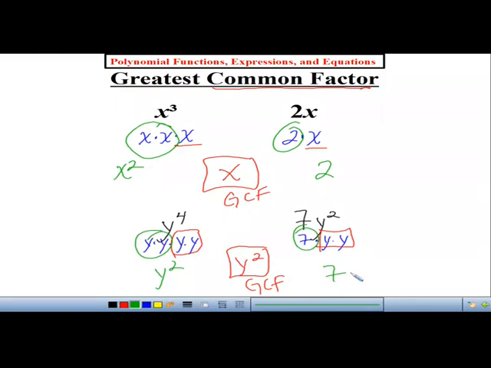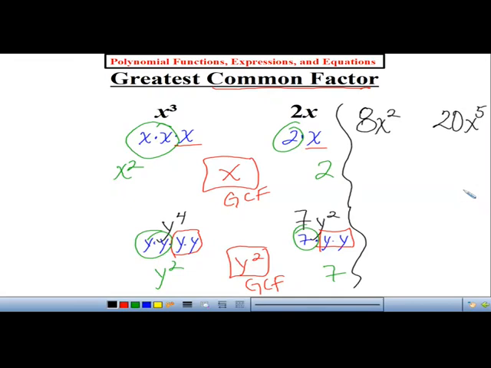Okay. All right. Let's do another one. I'm going to go to the right. How about, let's do 8x squared. And let's do 20x to the 5th. Let's do this one together.